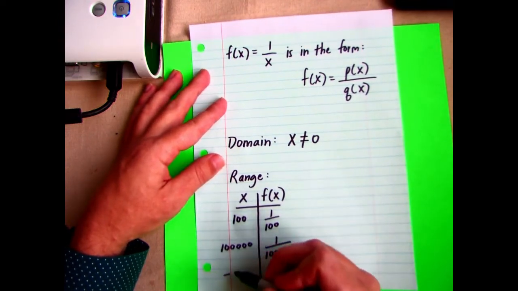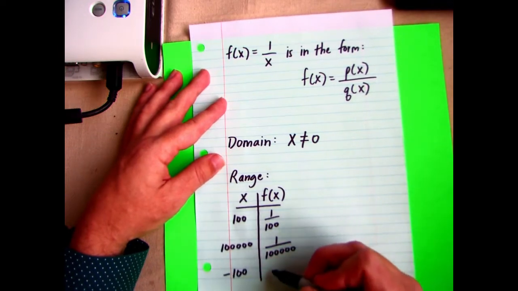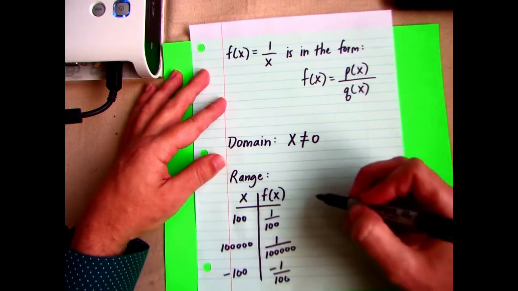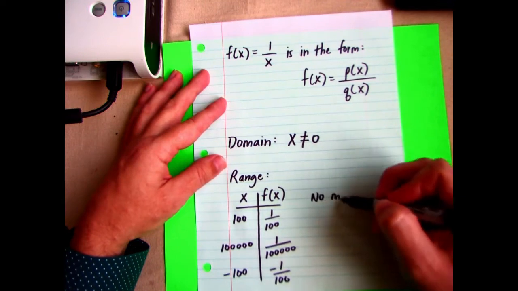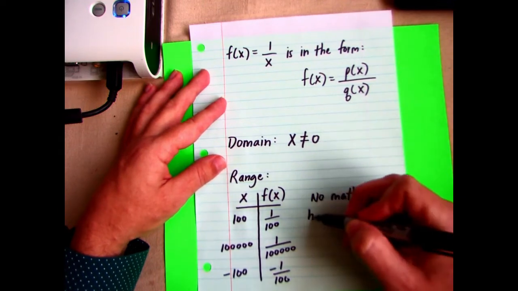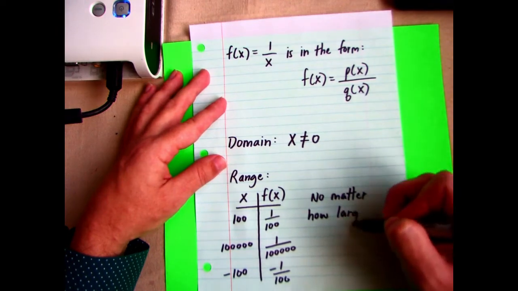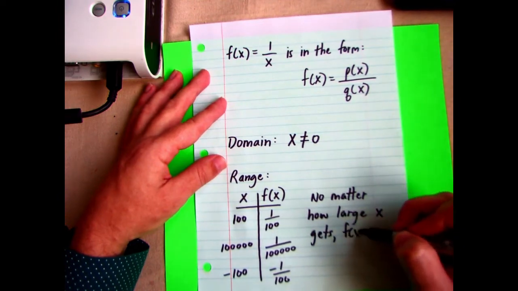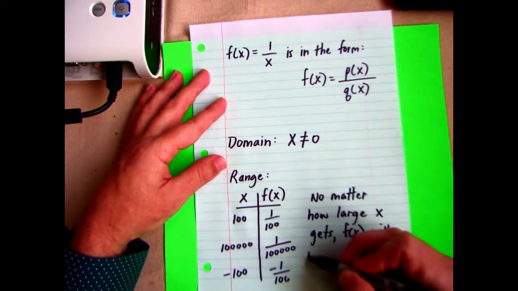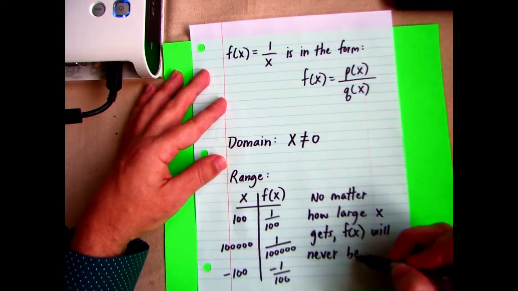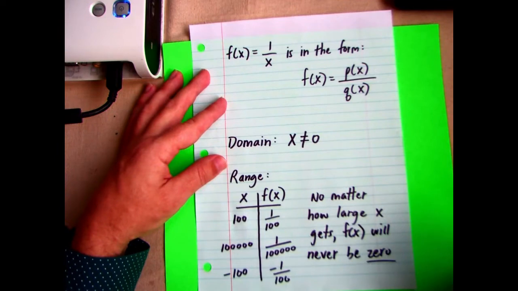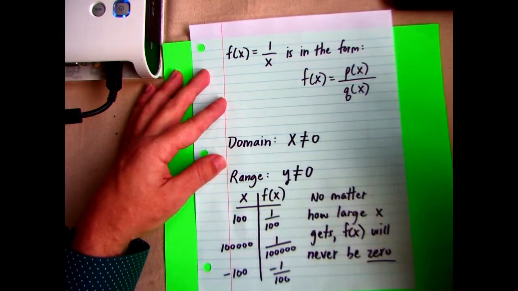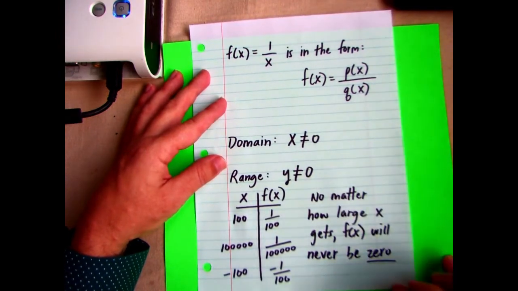Even when you go to negatives, when x is -100, f of x is -1 over 100. So you might be able to guess what f of x cannot be. No matter how large x gets, it appears that f of x will never get to 0. It'll become a very, very small fraction, or a very, very small decimal, but it'll never be 0. So that's going to tell us what our range is. Our range is y cannot be 0.